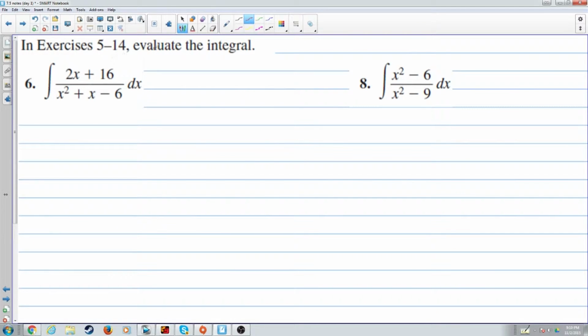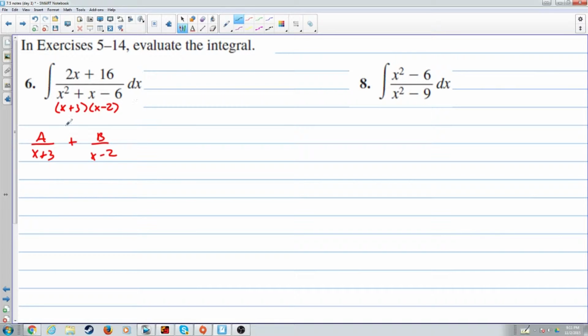In exercise 5 through 14, evaluate the integral. Let's do the exact same thing. Let's write this as a partial fraction. So we have a over something. Let's factor this, x plus 3, x minus 2. So how about a over x plus 3, and then plus b over x minus 2.